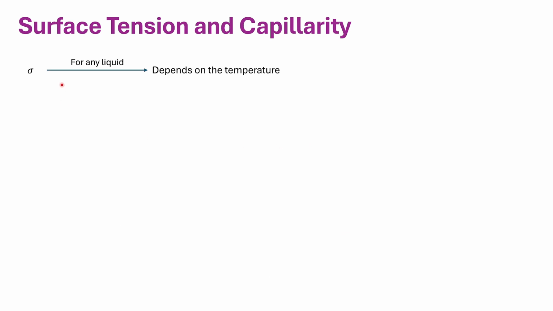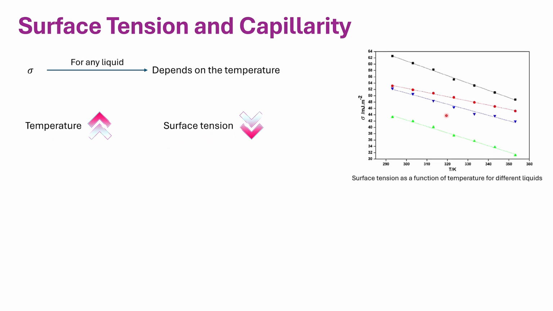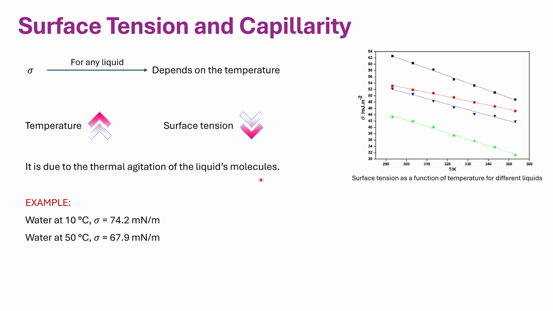Sigma for any liquid depends on the temperature. As the temperature rises, surface tension goes down, and this is what this figure is showing. Different colors here are for different liquids, and as you can see, as temperature rises, surface tension goes down. The reason is the thermal agitation of the liquid's molecules.